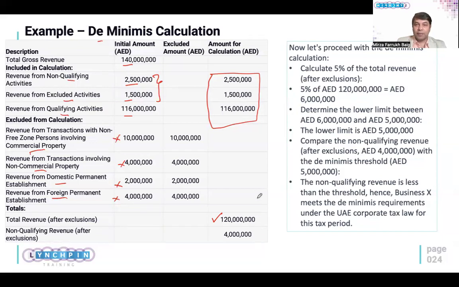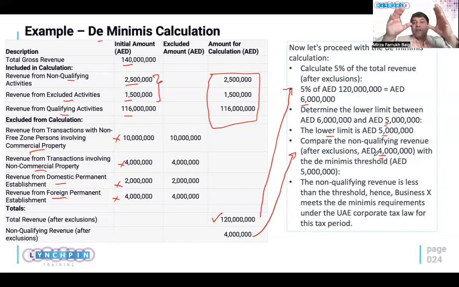So I did this. Now the first step is that I would calculate my 5% of total revenue, which in this case would be 6 million. I have the base threshold, which is 5 million here. So the lower of these two is 5. Now I will compare my 4 million with this threshold. So in this case, I am within my threshold. So I'm all set. I don't have to do anything. And this income would not be subject to taxes.